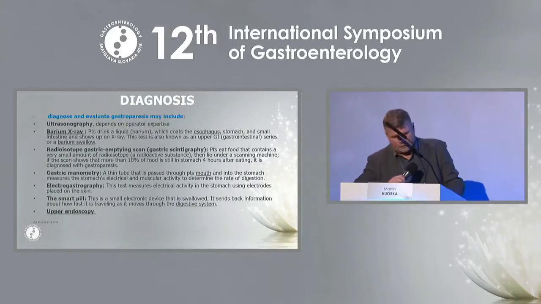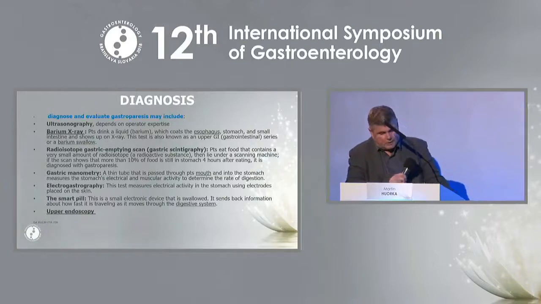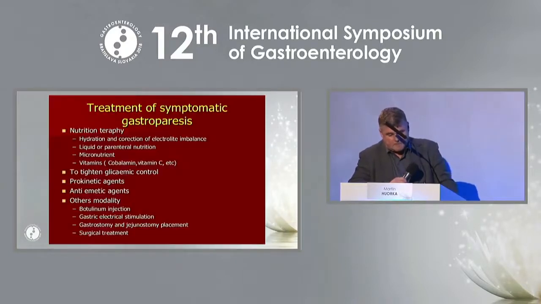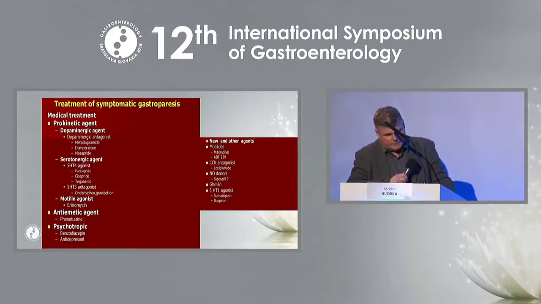Diagnosis is done by ultrasonography, by barium X-ray, and the gold standard is gastric scintigraphy, gastric manometry, electrogastrography, or upper endoscopy indeed. The treatment consists of nutrition therapy and tight glycemic control, which is the most important thing, prokinetic agents, antiemetic agents, and other motility agents. I would like to mention these modalities later.